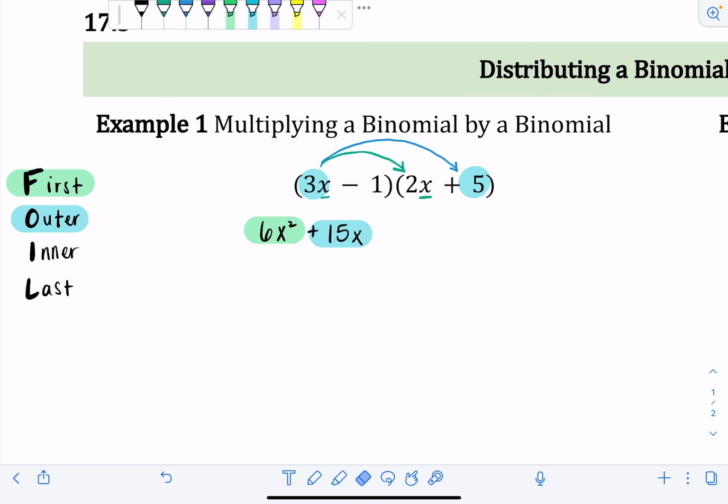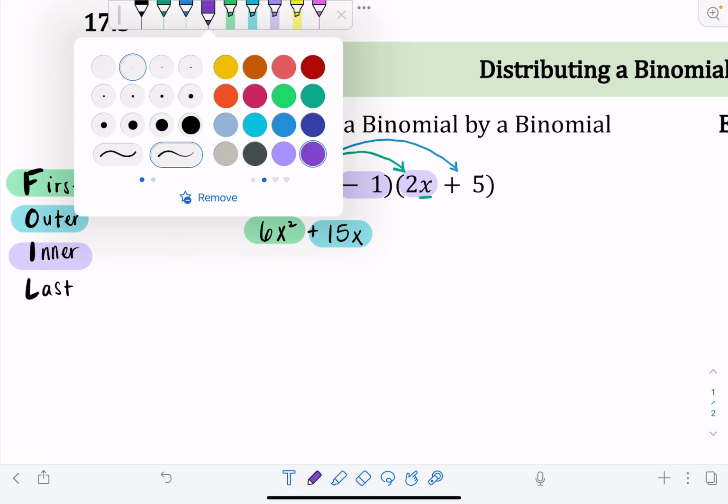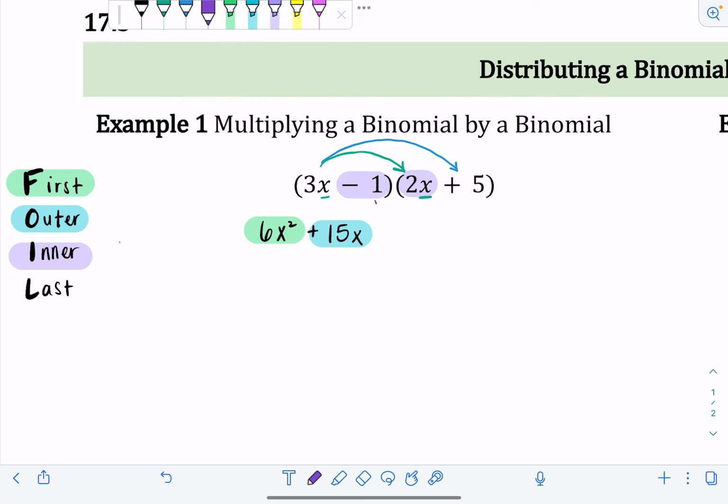And then next we'll do the inner, which means the terms that are on the inside of the problem. So -1, remember if there's a minus, it belongs to the number that comes behind it. And then the 2x. So we would do -1 times 2x, -1 times 2 is -2, and then the x stays the same because I'm not multiplying in another one. So that's my inner.